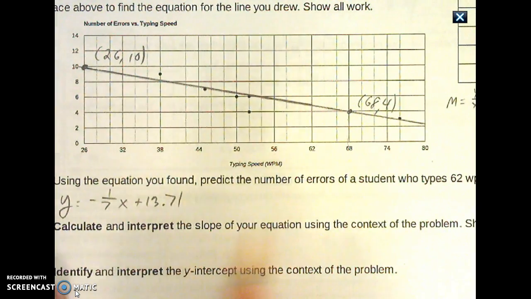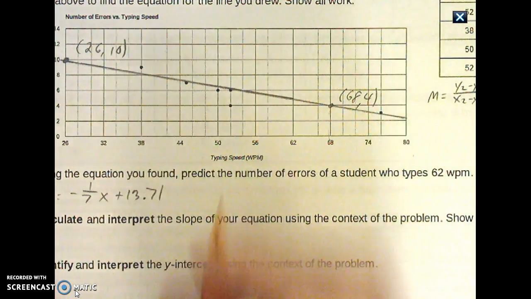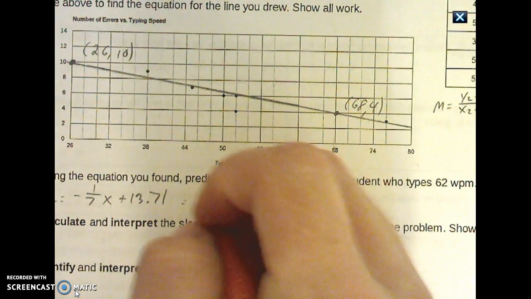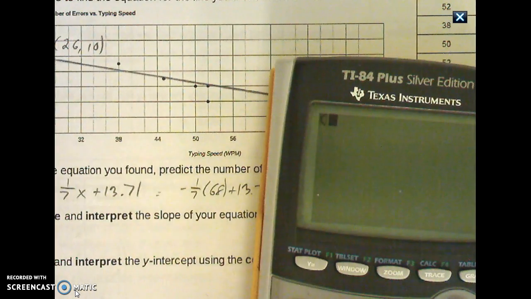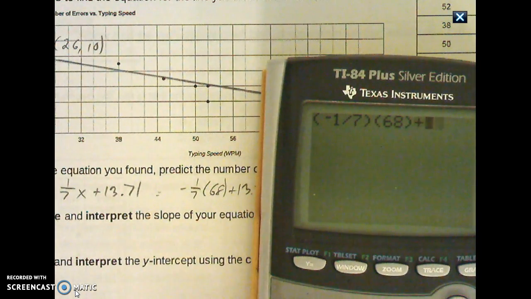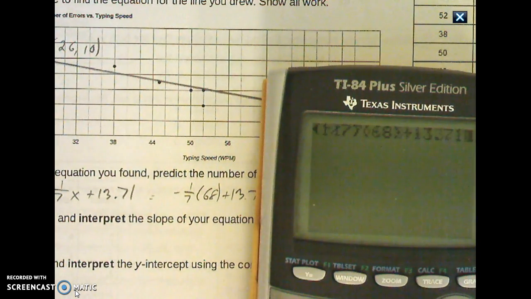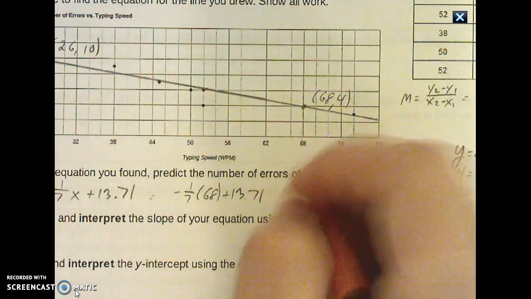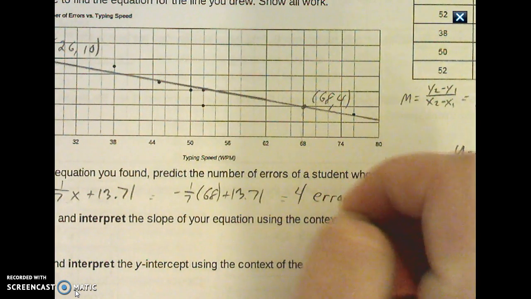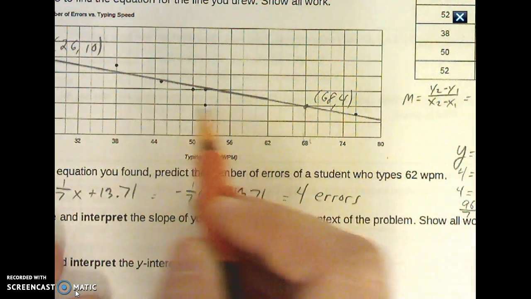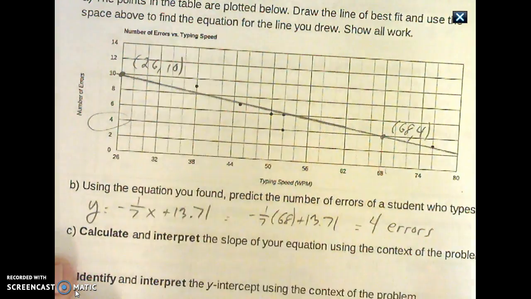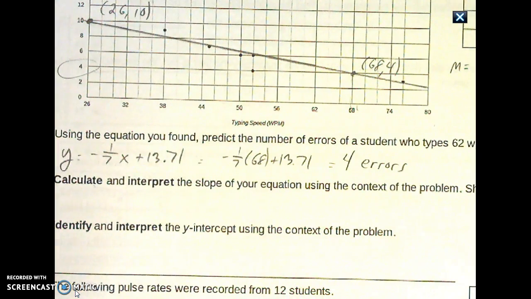Using the equation you found, predict the number of errors a student who types 68 words per minute has. Well, you can type in 68 for x. So if I come back to here, we're looking at negative 1/7 times 68, plus 13.71. So 3.99, I can round that to 4 errors. Now, guys, think about how this makes sense. Here's 68 words per minute. Go straight up. Here it is. Go straight to the left. 4 errors.